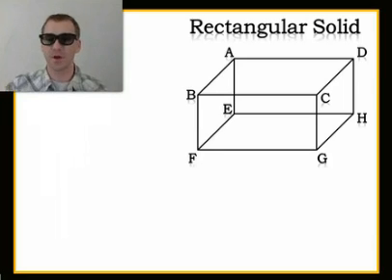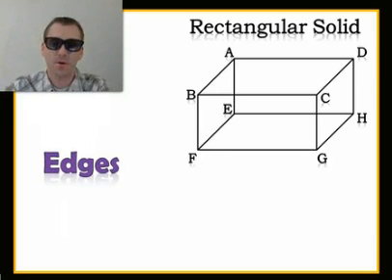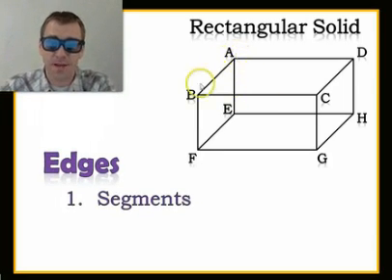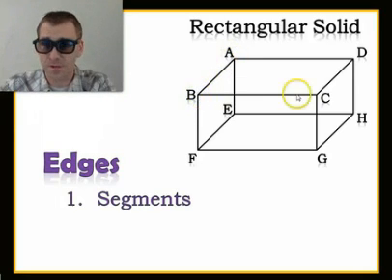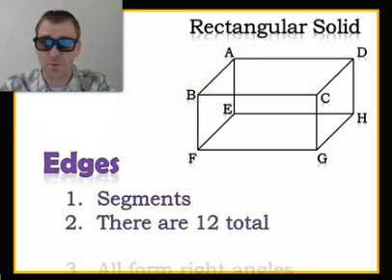Regardless, in every rectangular solid, whether it's a cube or not, you've got things called edges. They are simply from vertex to vertex. They're just segments that go from A to B, or B to C, or C to D. How many are there? There's 12 of them total.